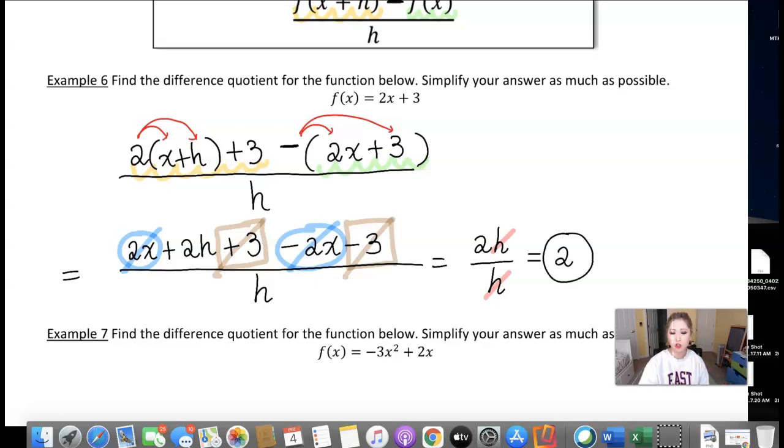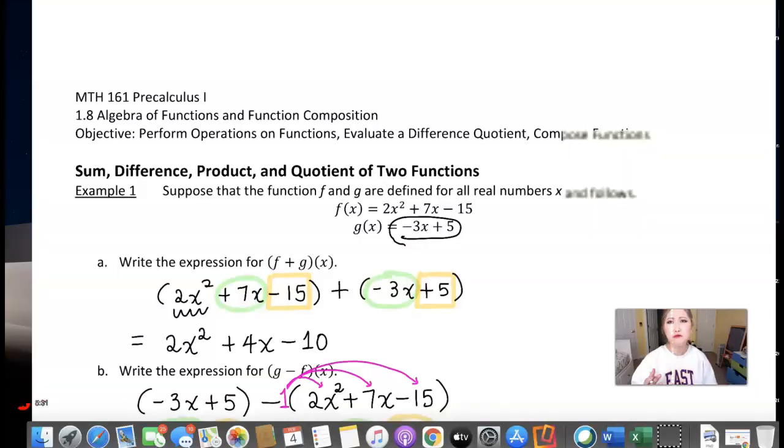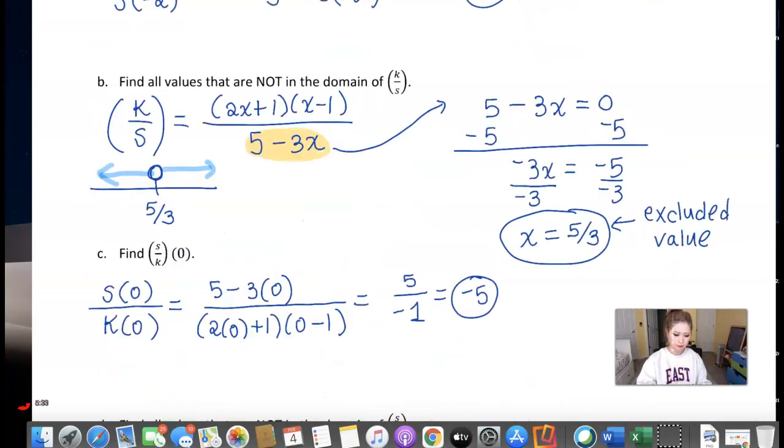Alrighty, that is how you do a difference quotient for a linear function. Not bad, right? Now we're about to do quadratics, and that is a type of problem I plan on putting on your first exam. So let me go ahead and restart this app. It's so slow. I may have to reset my iPad or something.